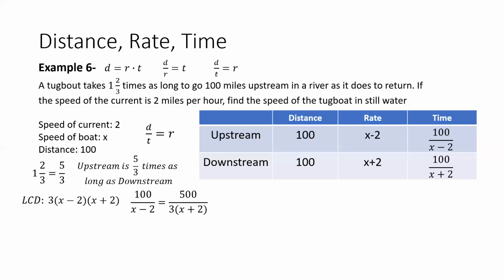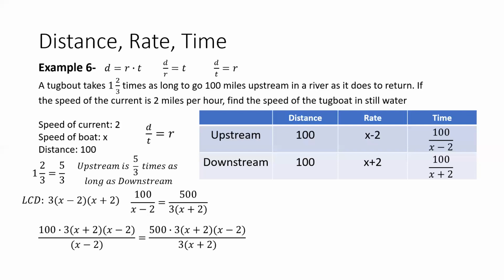Now to find my LCD, I look at my denominators. I have x minus 2 on one. I have x plus 2 times 3 on the other. That leaves me with my LCD, 3 times x minus 2 times x plus 2. And now I'm going to multiply every numerator by my LCD. That leaves me with, on the left fraction, 100 times 3 times x plus 2 times x minus 2. On my right fraction, 500 times 3 times x plus 2 times x minus 2.